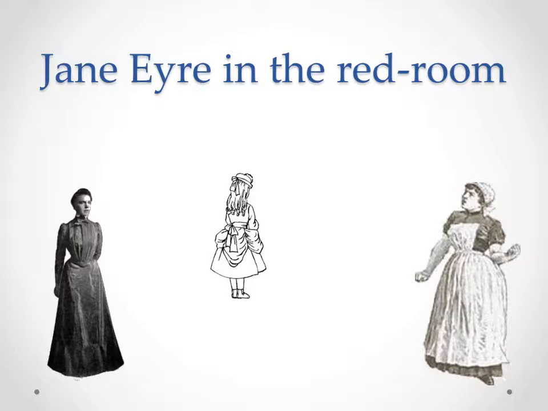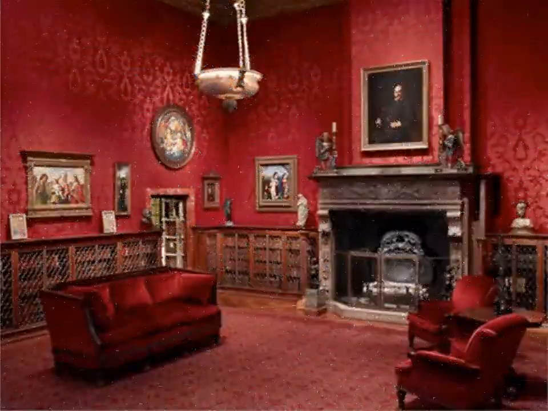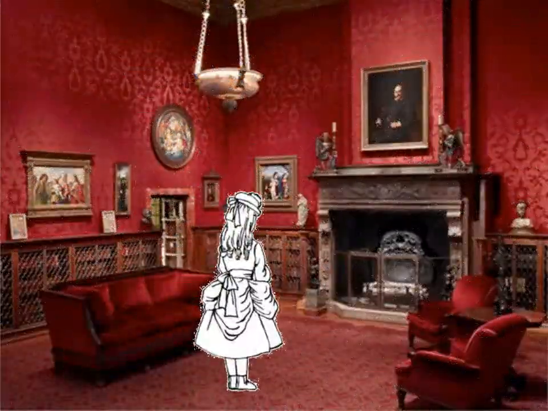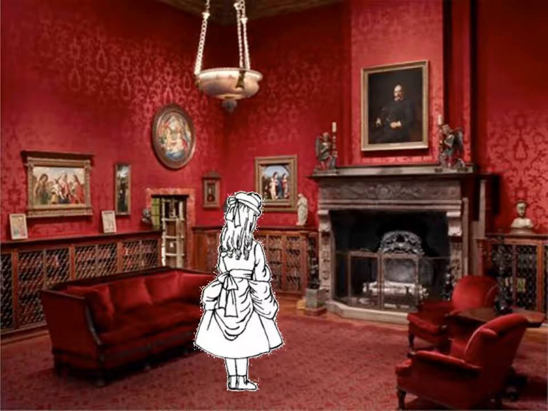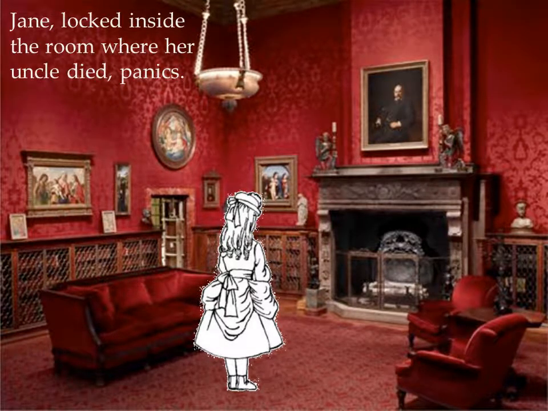And it's a pretty drastic punishment. It has a huge effect on Jane. So they take her away to the Red Room, and she's to be locked in there, and that's to be her punishment. This is the room where her uncle died, and as a sensitive little girl, she panics.